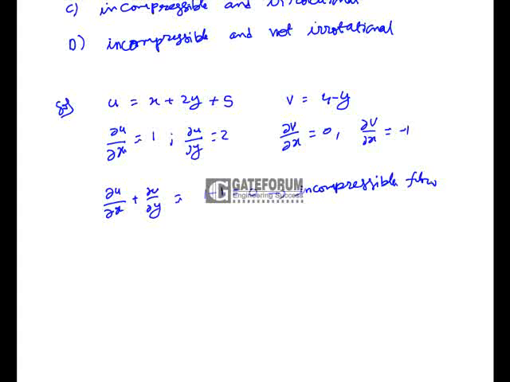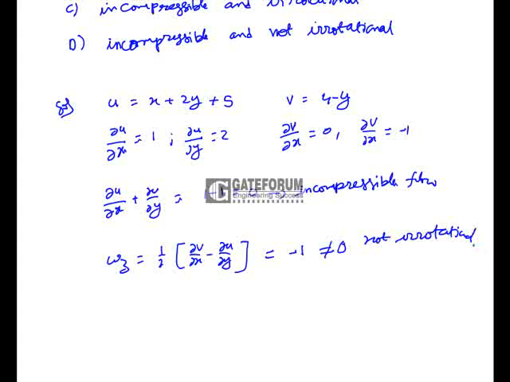And coming to whether it is irrotational or not irrotational, we will have to calculate the rotational component, that is ω_z = 1/2 (∂v/∂x - ∂u/∂y). So here ∂v/∂x is 0 and ∂u/∂y is equal to 2, so it is equal to -1, and it is not equal to 0, so it is not irrotational. So in the options, the right option is D. D is the right answer.